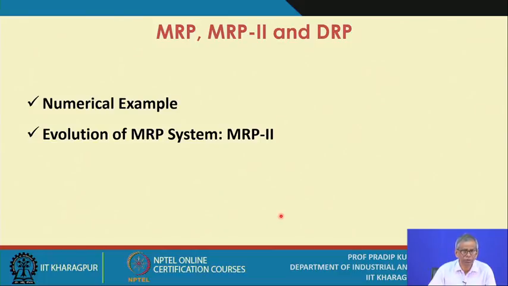The MRP system in general is made available in different forms, and as the situation in the production system changed over time, the MRP system also changed to different forms. In today's context we talk about enterprise resource planning, or ERP, and we also refer to distribution requirements planning, but the MRP system is the basis, the original MRP system.